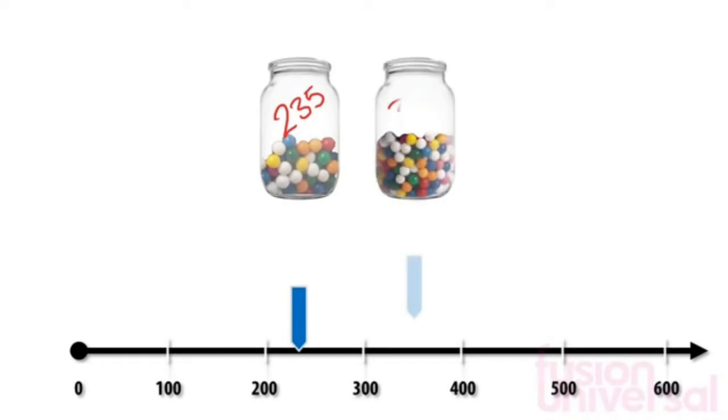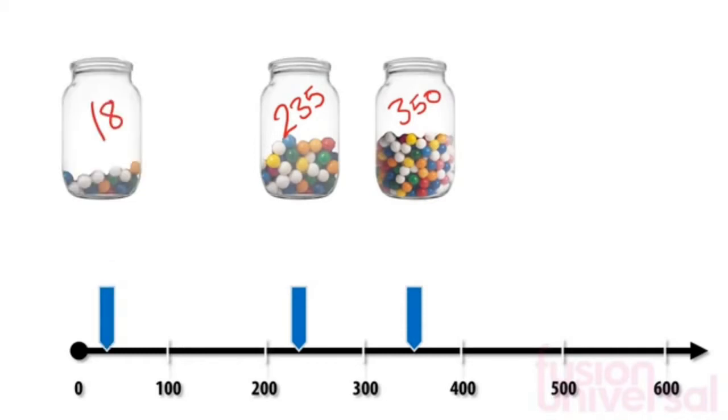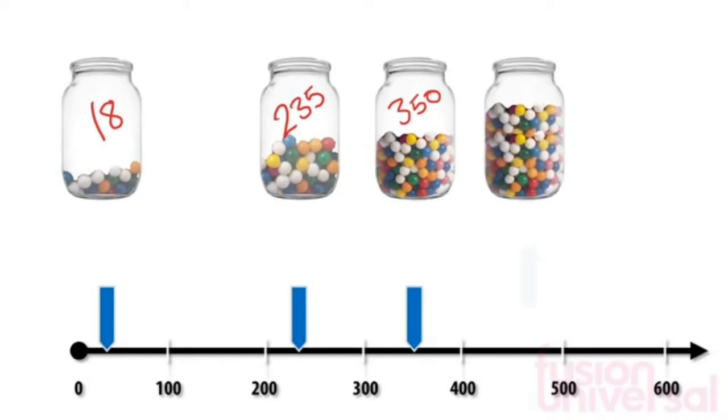Here is another jar containing 350 sweets, and another with 18, and a final one with 481 sweets in it. We want to say roughly how many sweets are in each jar, so we are going to round them to the nearest 100. We look at each jar in turn and decide which mark on the number line it is closer to.